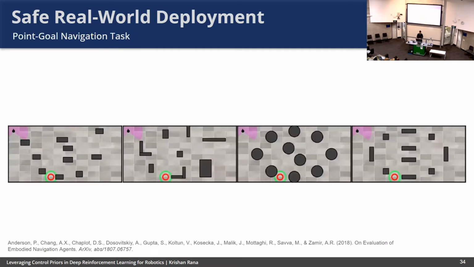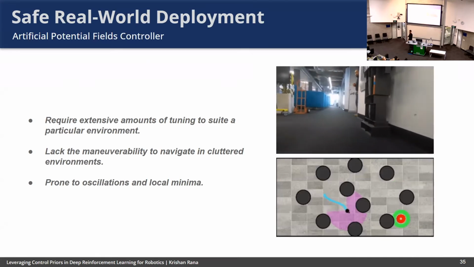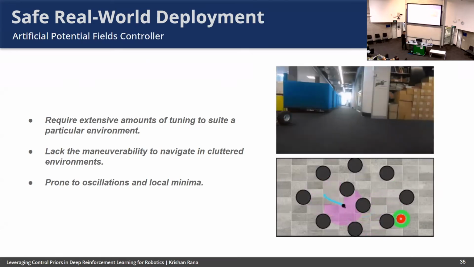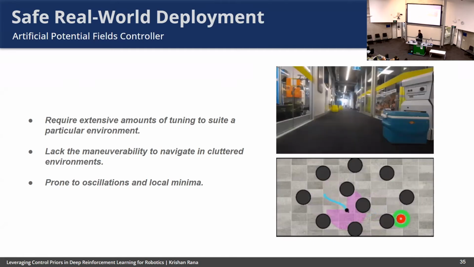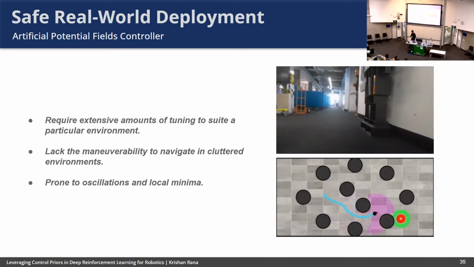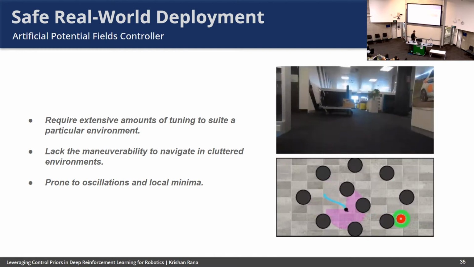Right? So we actually trained that policy in that way, and we tested this out on the point goal navigation task, which was proposed by Anderson et al., which essentially requires an agent to navigate to a goal while avoiding obstacles. So we looked at what classical controllers were out there that we could actually build up, right? And the most popular one that we found was artificial potential fields, which essentially allows us to navigate reactively in an environment. But we found a few limitations with it.